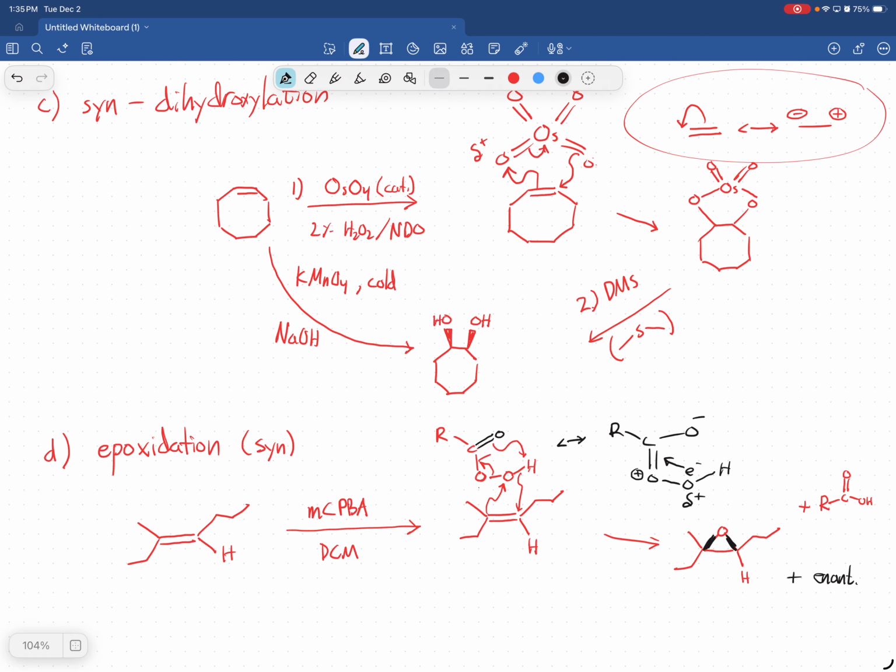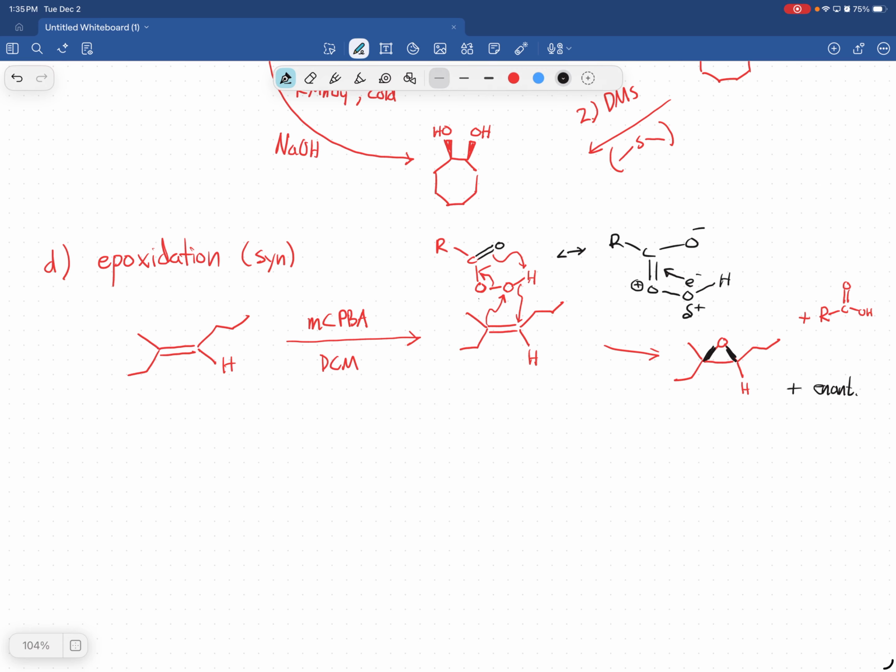Does anyone remember the other one? So there's one more. Instead of adding an oxygen, what do we add instead? Carbon, yes. So this is a great way to make cyclopropane. So cyclopropanation. All right, so this is also syn. Does anyone remember the reagents we use? So let's just use cyclohexane again.